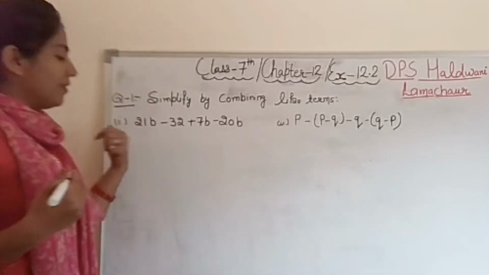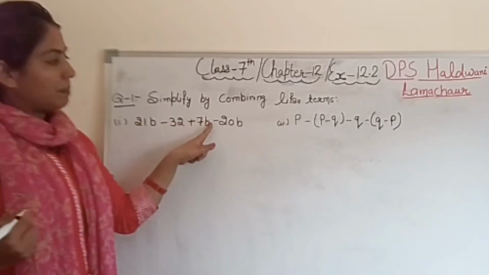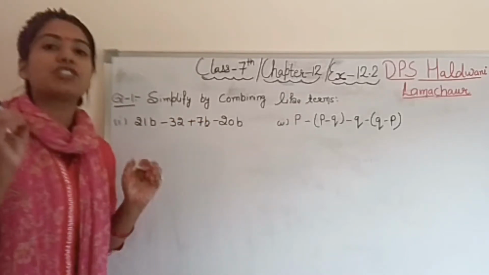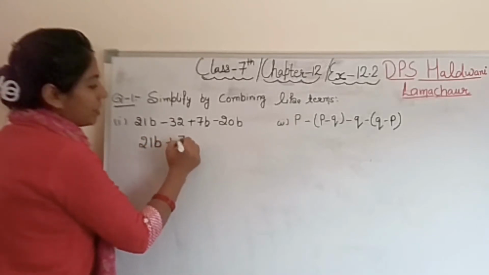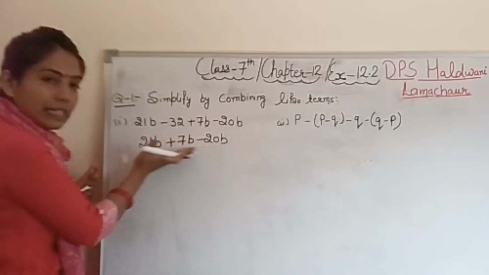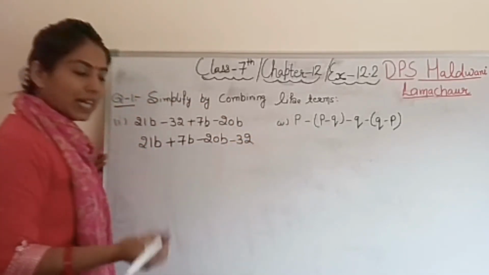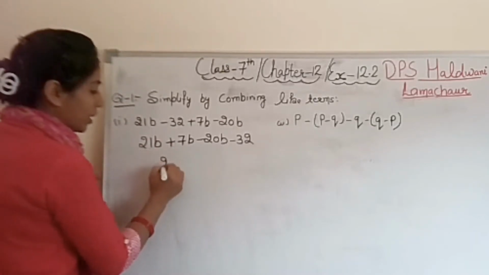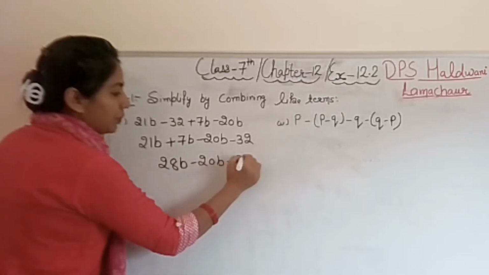So let's start with first part, 21b minus 32 plus 7b minus 20b. So here b is the variable which is same, which is like. So let's start: 21b plus 7b minus 20b. You will pair the like terms first, and what remains? Minus 32, right? So 21 plus 7 is 28. 28b minus 20b minus 32.